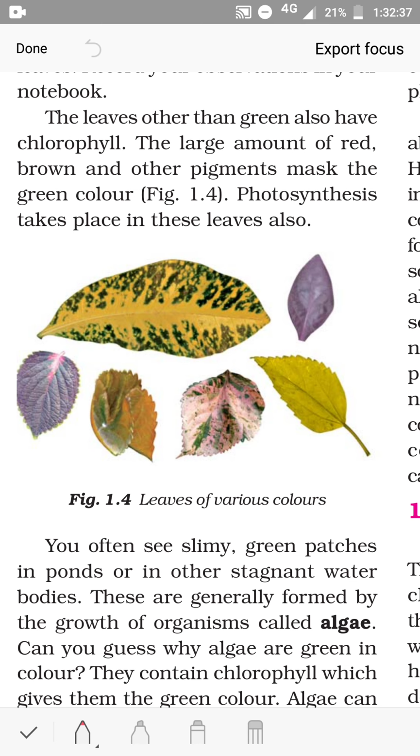You often see slimy green patches in ponds or in other stagnant water bodies. These are generally formed by the growth of organisms called algae. Some types of plants are not like the plants which we see around us. They do not have root, stem, branches, but they are green in color, and are usually found in ponds or other stagnant water bodies. So, what are these called? These are called algae.